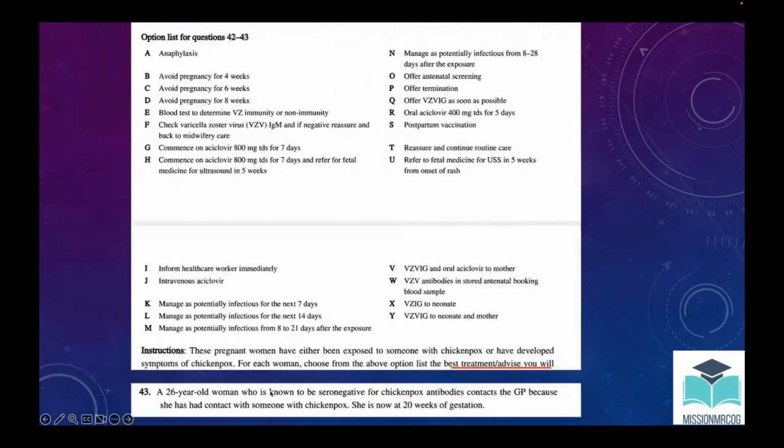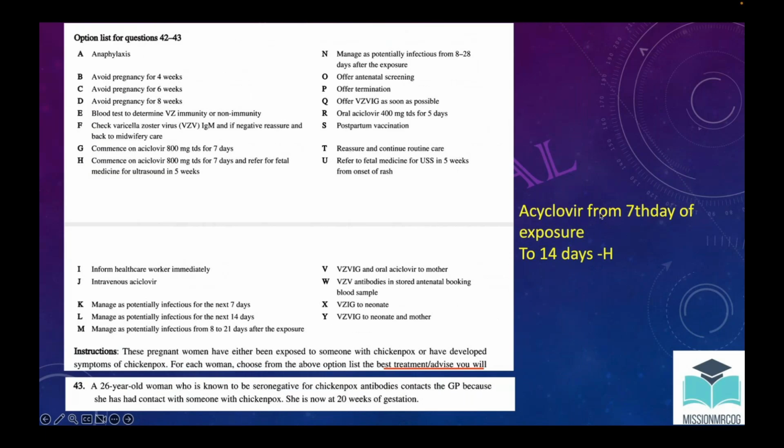A 26-year-old woman seronegative for antibodies contacts the GP because she has had contact with chickenpox. She is now 20 weeks. She is seronegative and she has exposure. What is to be given? Oral acyclovir 800 mg. Acyclovir should be from the 7th day to the 14th day of exposure, and after 5 weeks she should be referred to the fetal medicine unit.